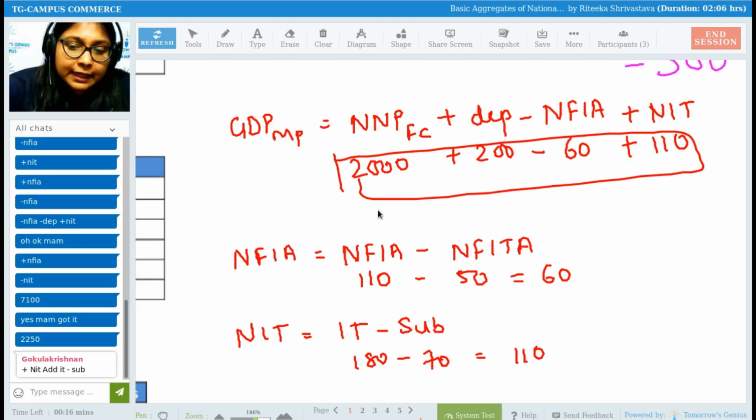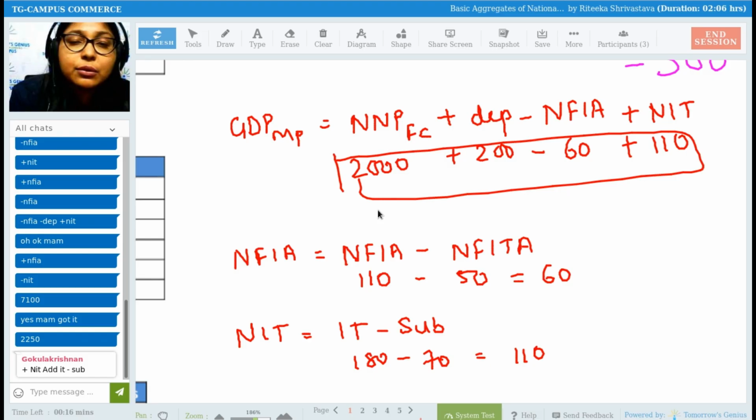Very simple. In the next class, a few more questions of these aggregates we will solve, and then we will start with the methods of national income. Okay. For today we will wind up. Revise whatever we did today, all the formulas, flow charts. Today it was fine, we were referring. In the next one or two classes also, I'll allow you to refer to your notes while solving the questions, but then it should be known by you.